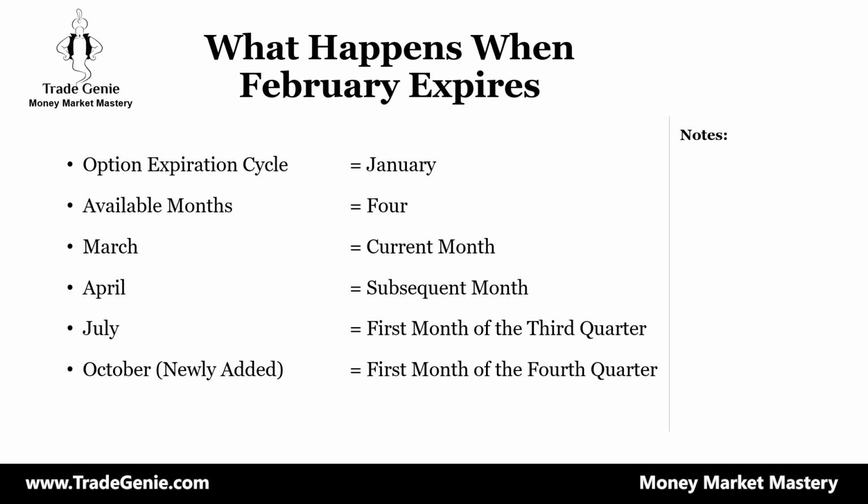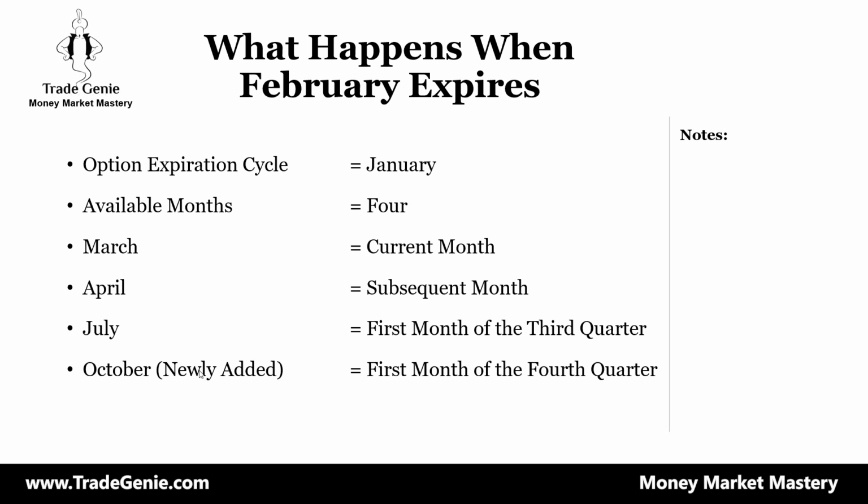And why October? Because the stock belongs to the January cycle, and January is the first month of the first quarter, and October is the first month of the fourth quarter. So you will see October being added. This is the way the months get added when the options are expiring.